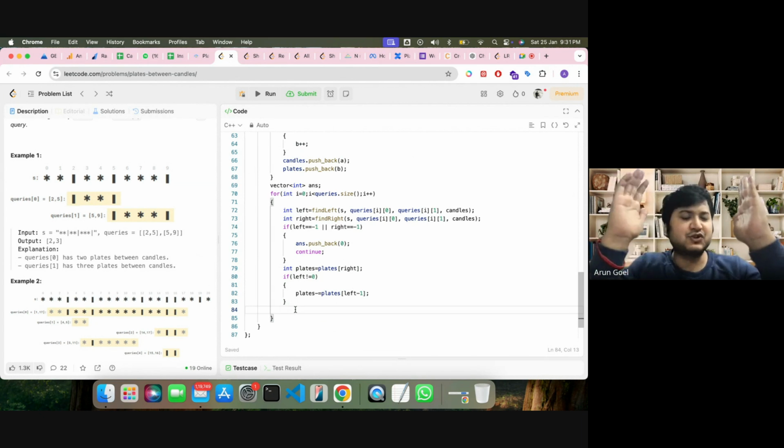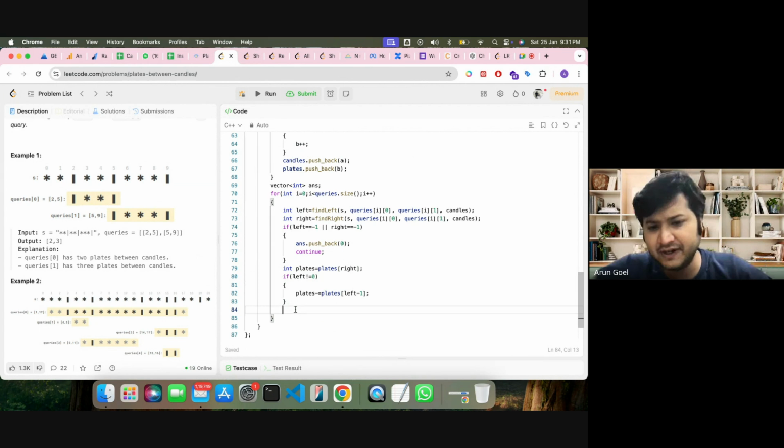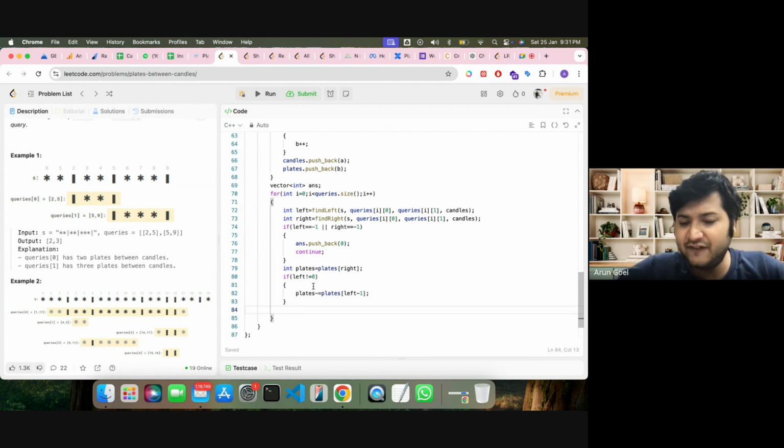Let us say these are the two candles. In between, if there are 25 plates, all of them will be counted. If there is a plate here or a plate here, they are not going to be counted, right? Because they're not surrounded. So that's what we did. We found the leftmost candle and we found the rightmost candle.